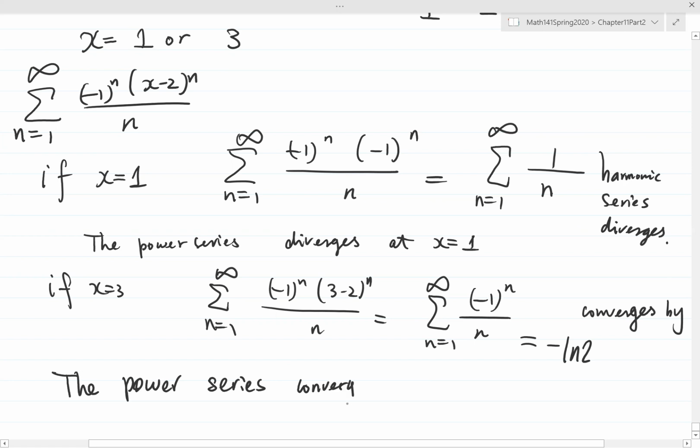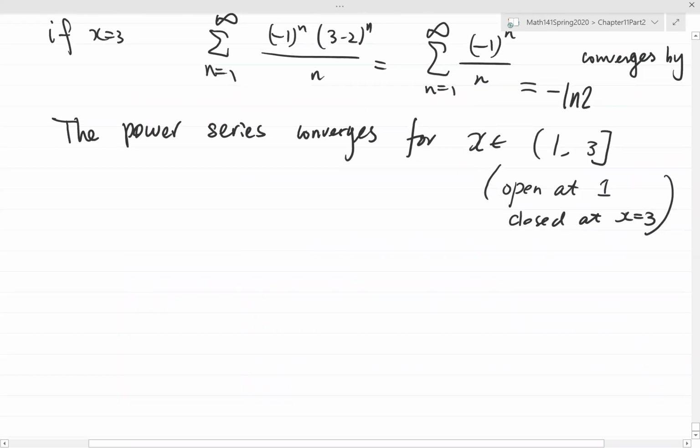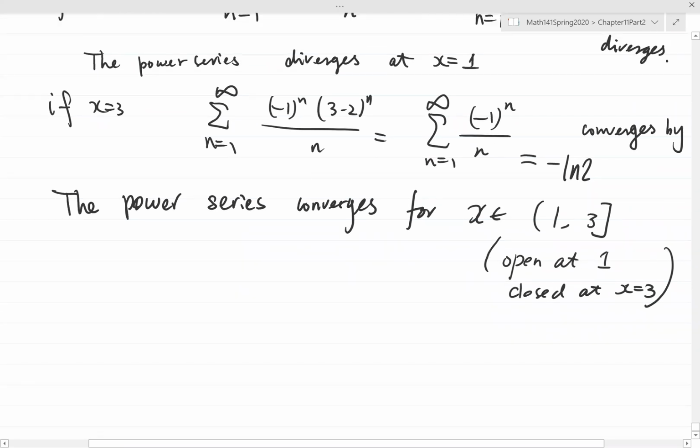converges for x in the interval from 1 to 3, open at 1 and closed at x equals 3. Be careful. On the boundary, it can diverge or it can converge. So we need to be careful at the boundary. Anything can happen.